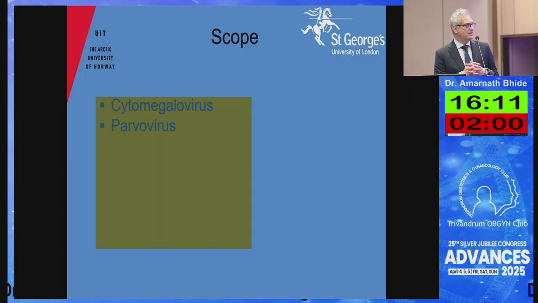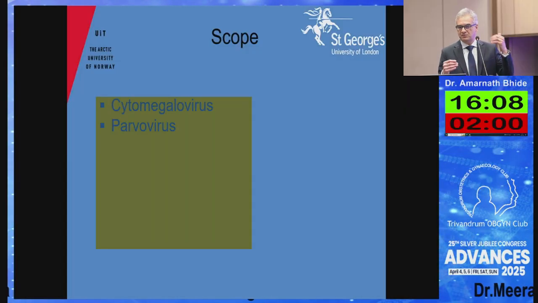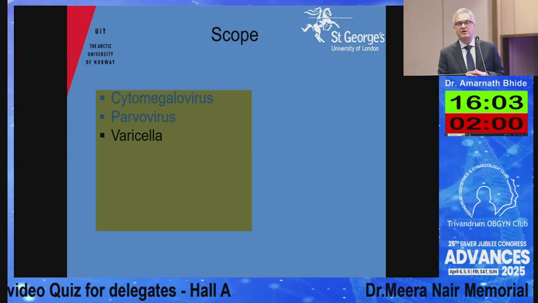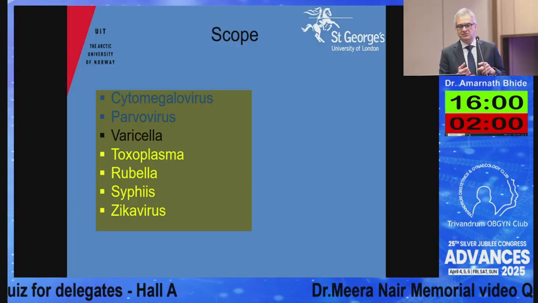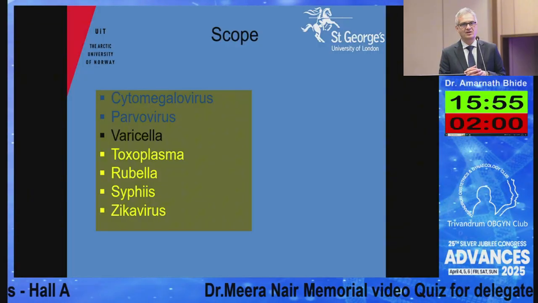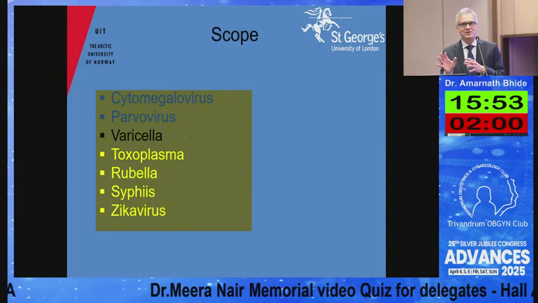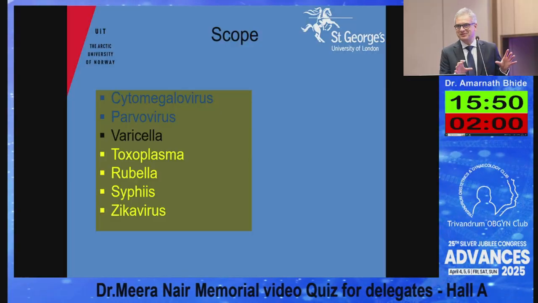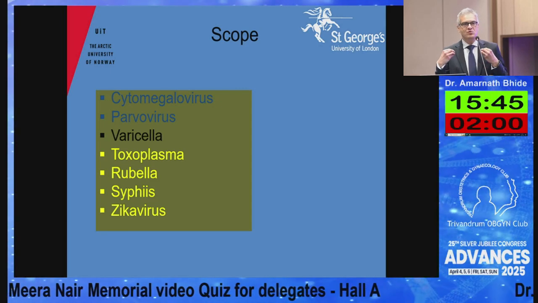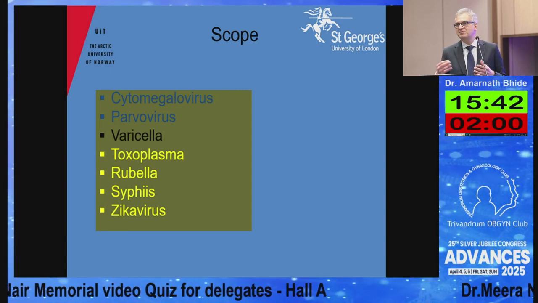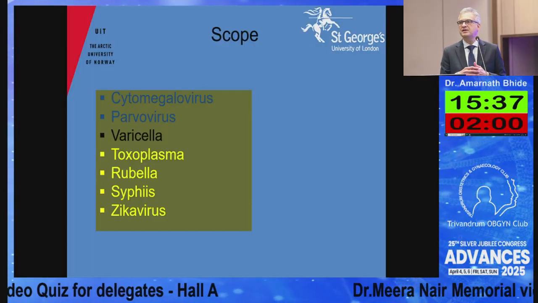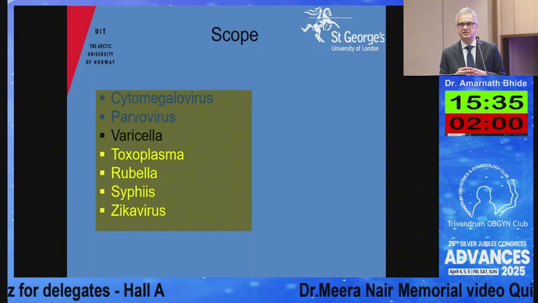The scope of my talk today are a few viral infections like cytomegalovirus and parvovirus, varicella infections, toxoplasma, rubella, syphilis, and Zika virus. So don't be worried. I'm not going to talk about each one of them because it's impossible to cover all of these in a matter of 20 minutes. So what I'm going to do is to take you through some of the basics of how one deals with a situation where we are suspecting congenital infections in the fetus.